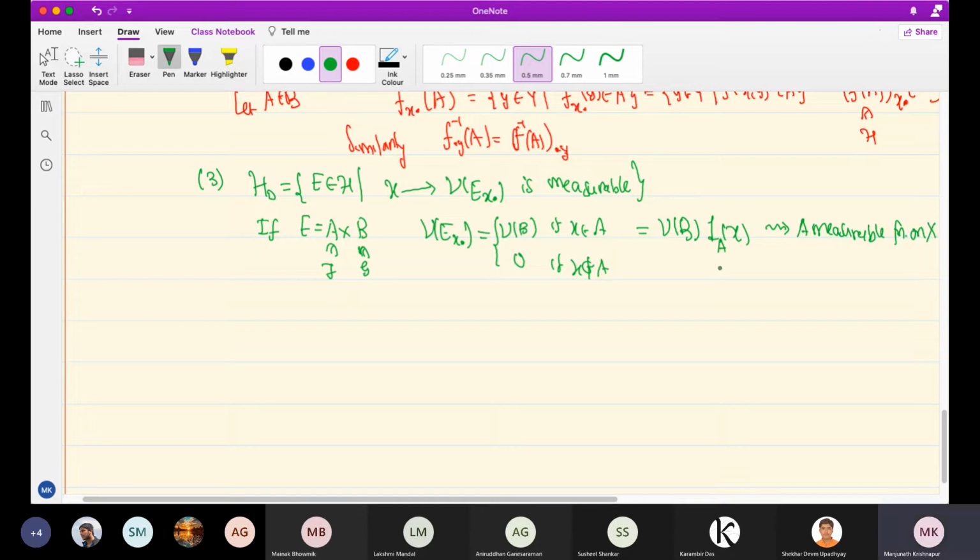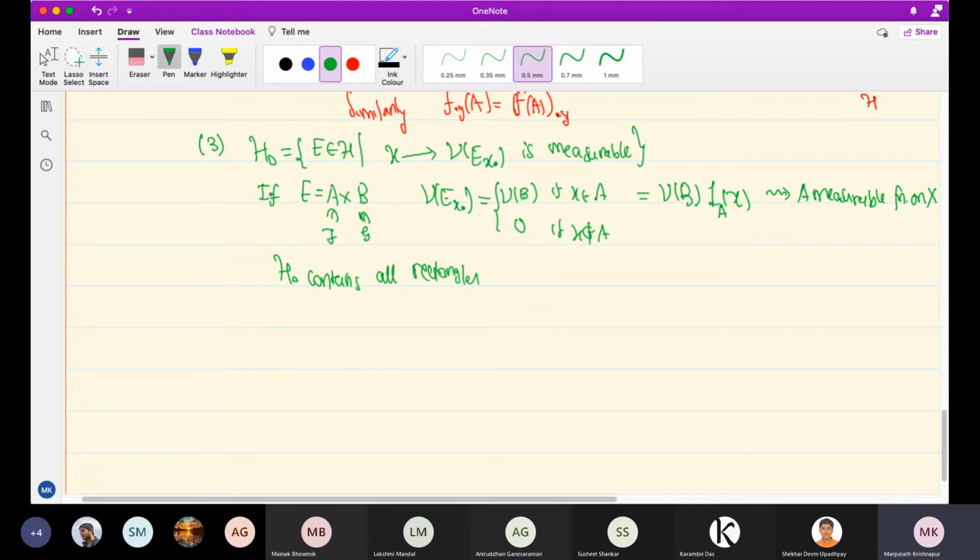Right, because A is a set in F, so indicator A of x is a measurable function. So this is a measurable function. So it is simple. So H naught contains rectangles, I mean measurable rectangles, of course, A cross B with A in F and B in G.